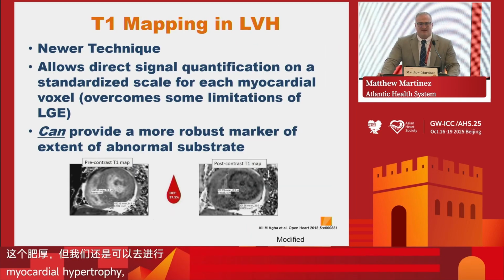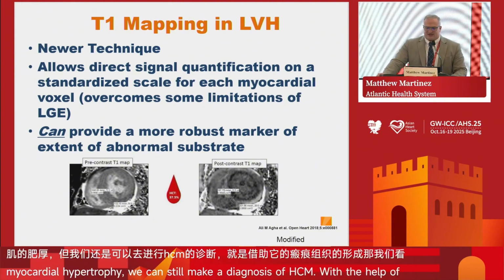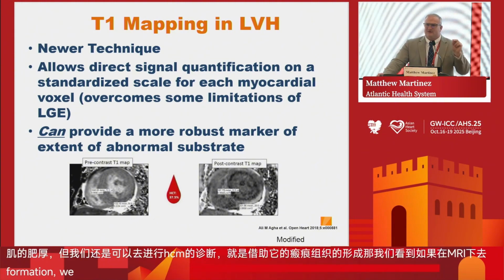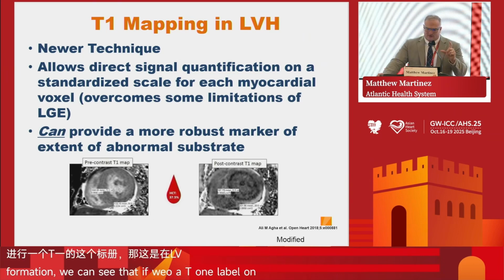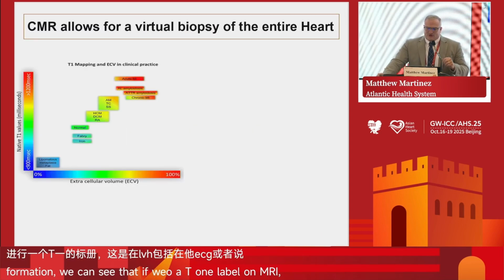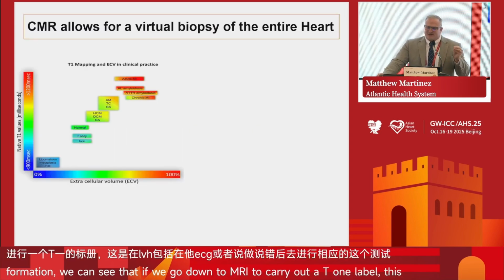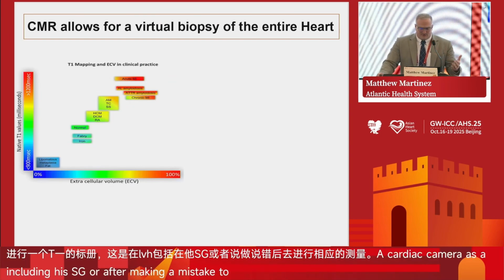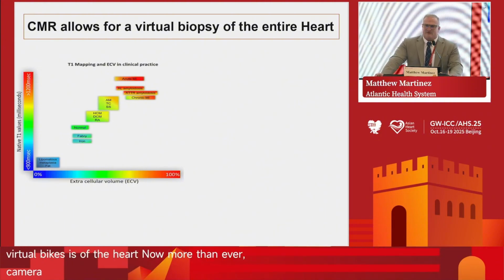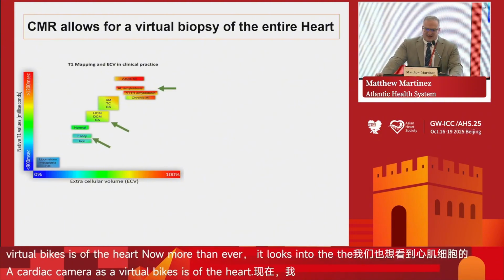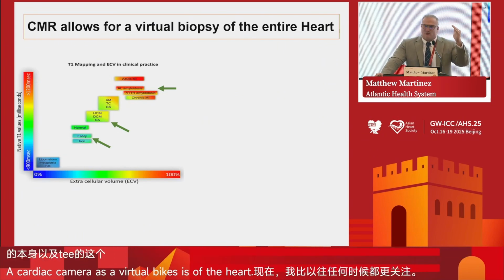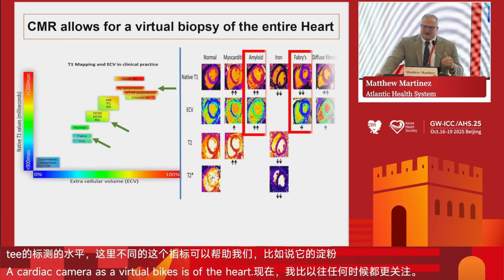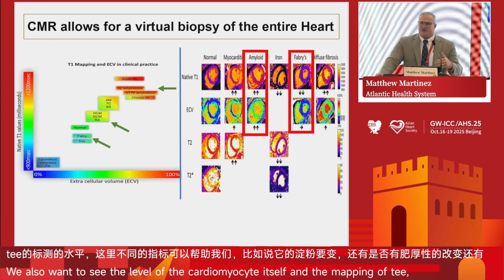Now, T1 mapping is somewhat of a newer technique, looking at either a native or a post-contrast imaging or ECV, and it can provide a robust marker for an abnormal substrate. So we often refer to cardiac MRI as a virtual biopsy of the heart. Now, more than ever, it looks into the myocardium itself, and the level of the T1 mapping and ECV in clinical practice can help you sort out between amyloid, hypertrophic cardiomyopathy, and even Fabry cardiomyopathy. And it can help you distinguish between those pathologic entities.